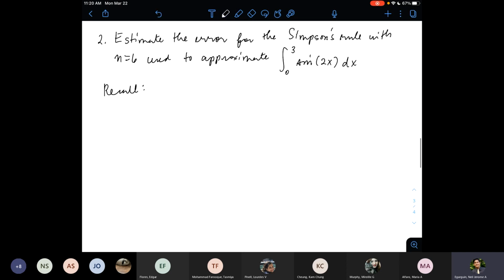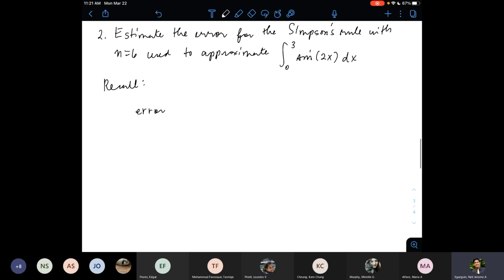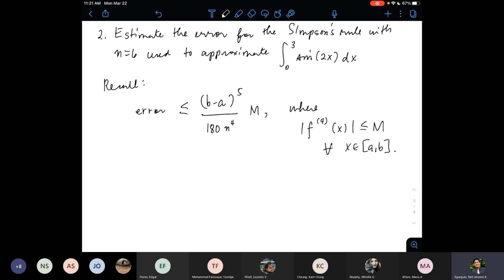rule is this. The error is at most (b minus a) raised to the fifth over 180 n to the fourth, times m, where m satisfies this inequality: the fourth derivative of f evaluated at x is less than or equal to m for all x in [a, b]. Okay, so this is the statement of the theoretical error.